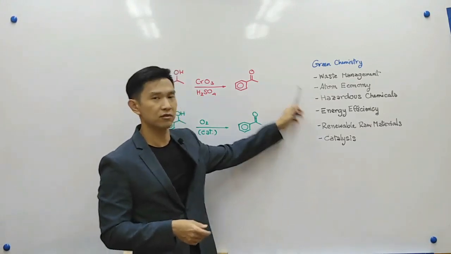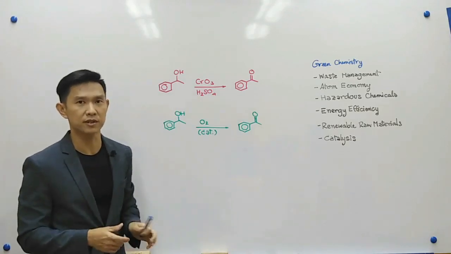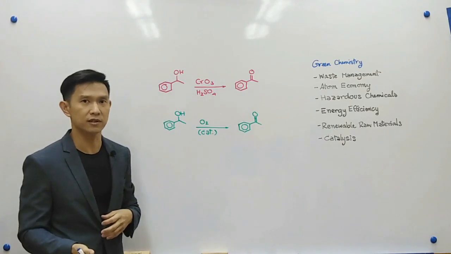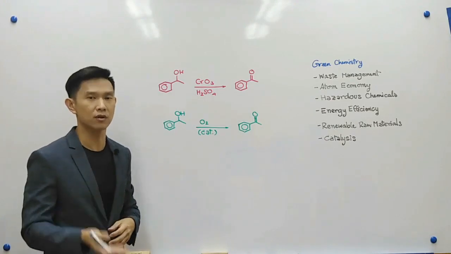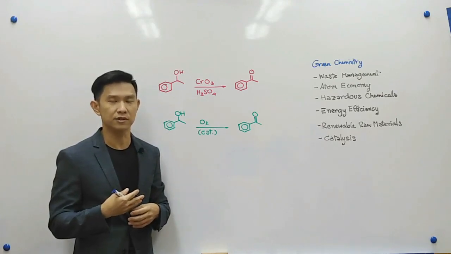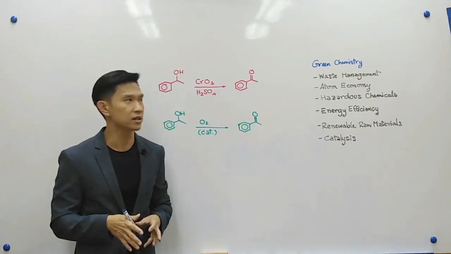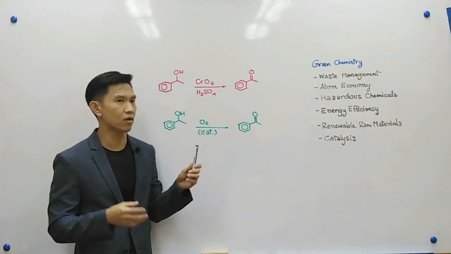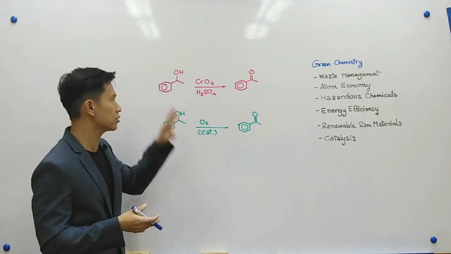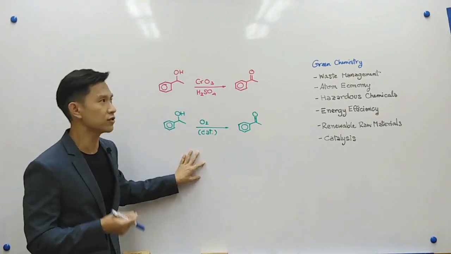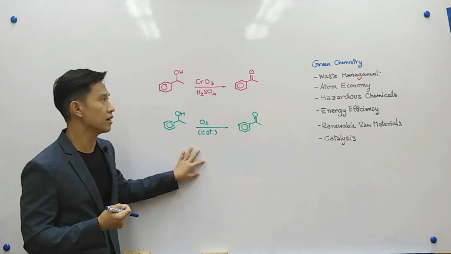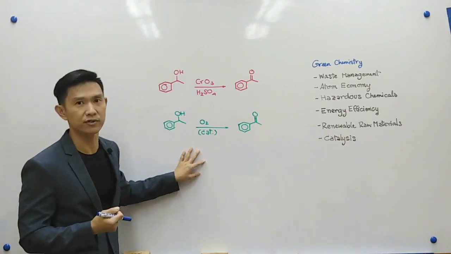Using hazardous chemicals in the reactions is very important to consider, because not only is the waste management problematic, but it also causes toxicity to your body, and also to the environment. So for the kinds of chemicals that you use in the reactions, you have to select safer chemicals. Okay, and this also includes the solvent system.